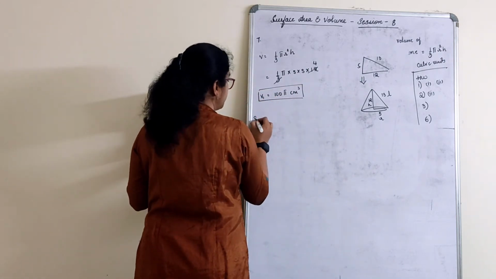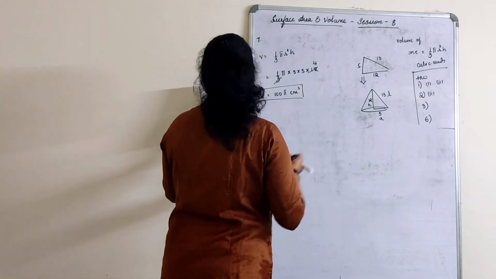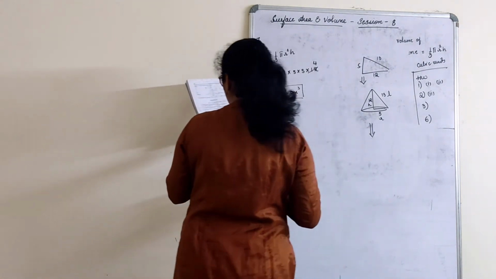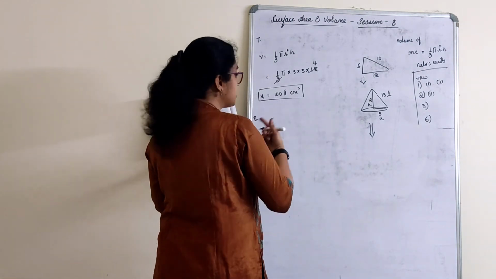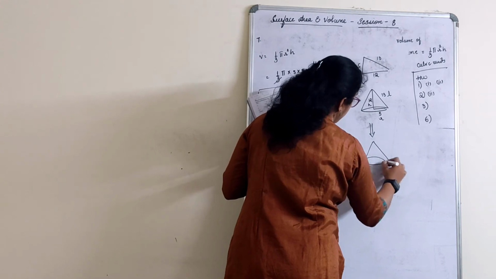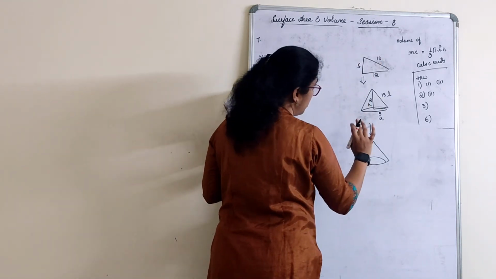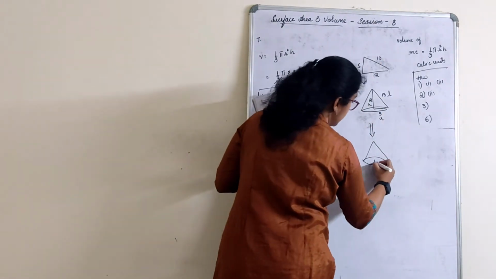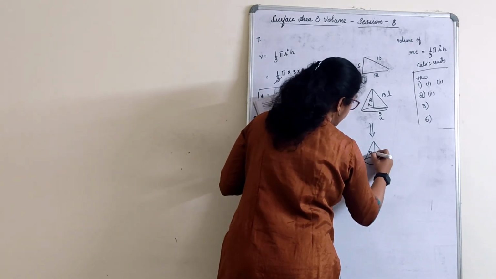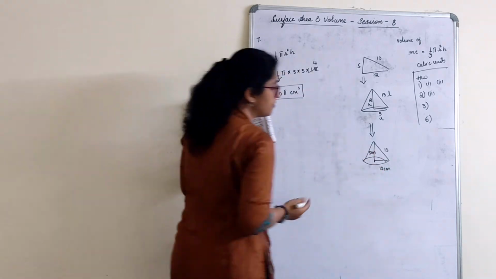First one I will write. Look at the 8th question. If the same triangle is revolved about the side of 5 centimeter, from 5 centimeter if you roll, what will happen? This will be 12 centimeter, this will be 5 centimeter and this is 13.